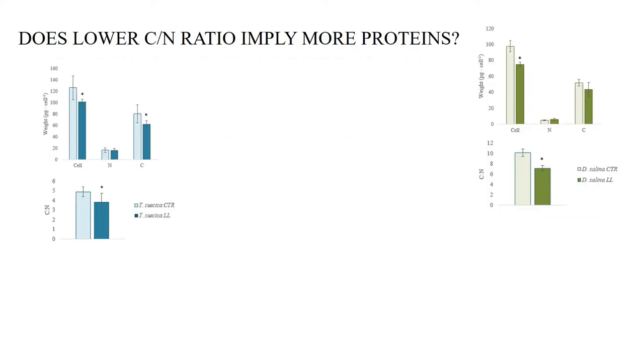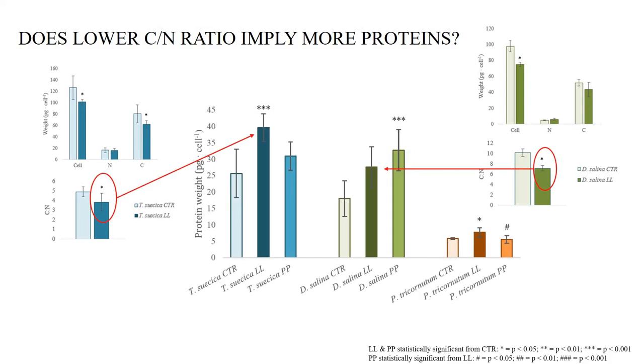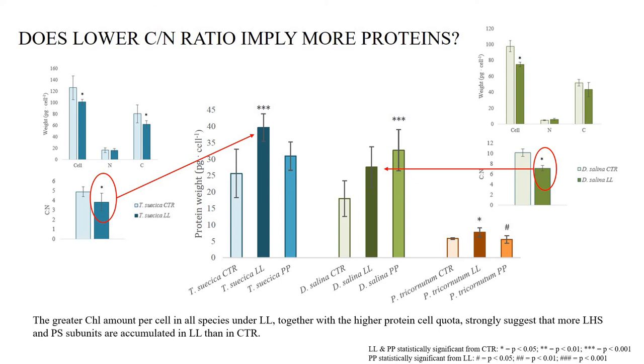In terms of protein cell quota, in both green algae acclimated to low light, the biomass and carbon concentration expressed per cell were lower, and so was the carbon to nitrogen ratio, which might have implied that the macromolecular pool storing nitrogen increased. As you may remember, the amount of photosynthetic chlorophylls increased in all species acclimated to low light, but here so did the protein content, suggesting that they must have preferentially invested the energy produced during photosynthesis into the synthesis of proteins that constitute the photosynthetic apparatus.